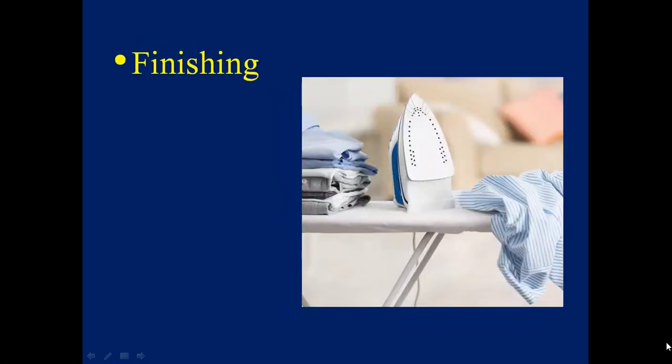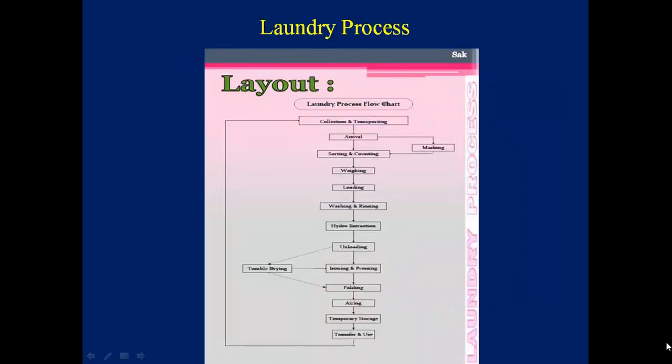And then finishing is nothing but to set the linen for ironing, then folding, then stacking and storing in the racks and cupboards as per the procedures. This is the actual steps of laundry process. You can see there are so many steps which are required to be followed by the employee in the laundry department. So we can start and read one by one.